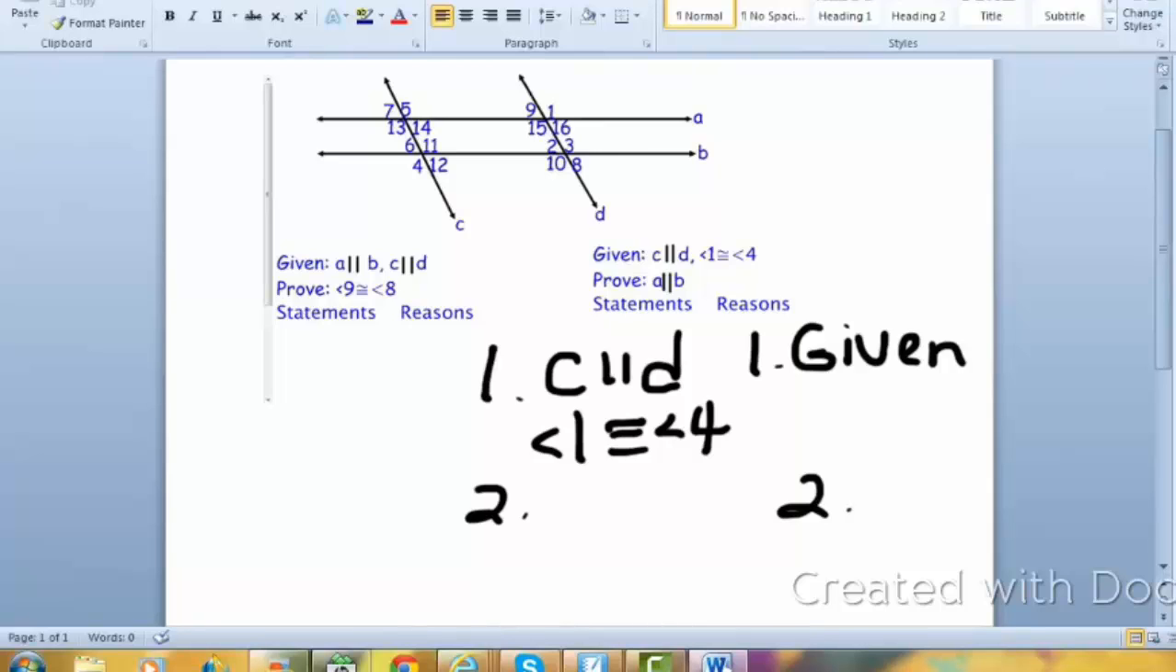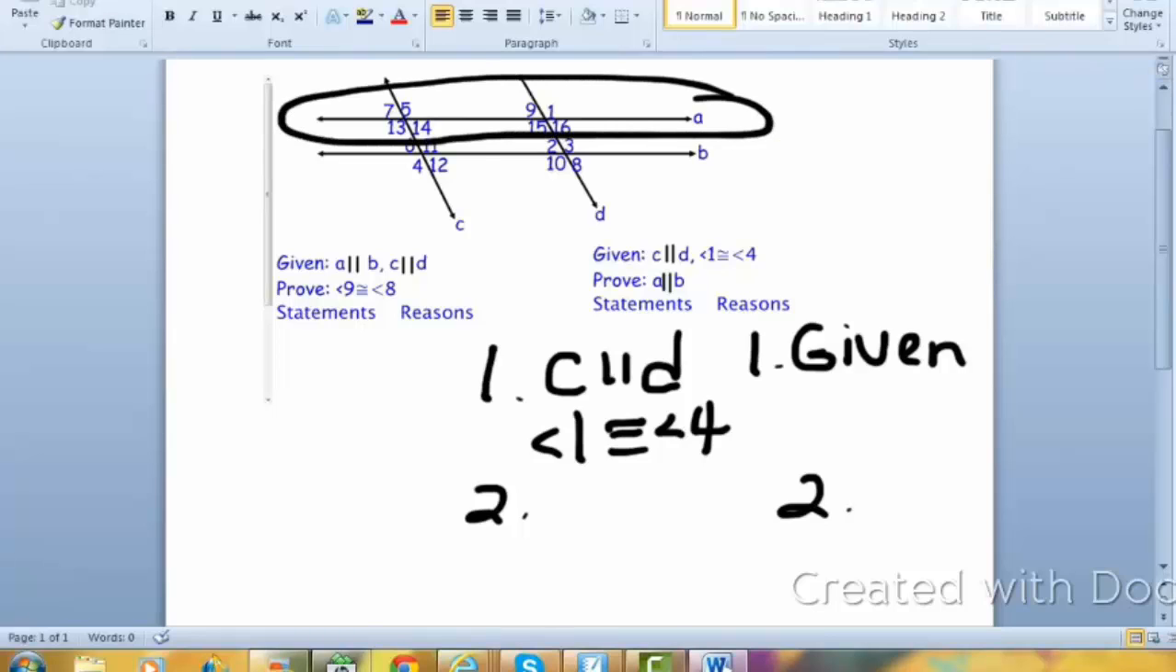Since C is parallel to D, look where angle 1 is on the other lines. So if you can notice, angle 1 is on A. And A is on our top piece up here, where C is parallel to D. So pick an angle that 1 is congruent to. If you choose over in the other section from the one that 1 is in over here, it just makes it a little bit shorter proof.